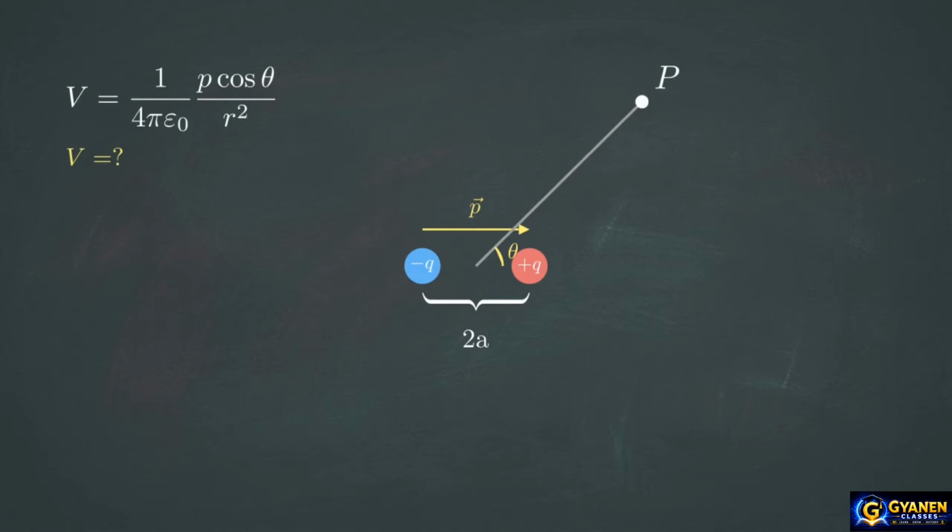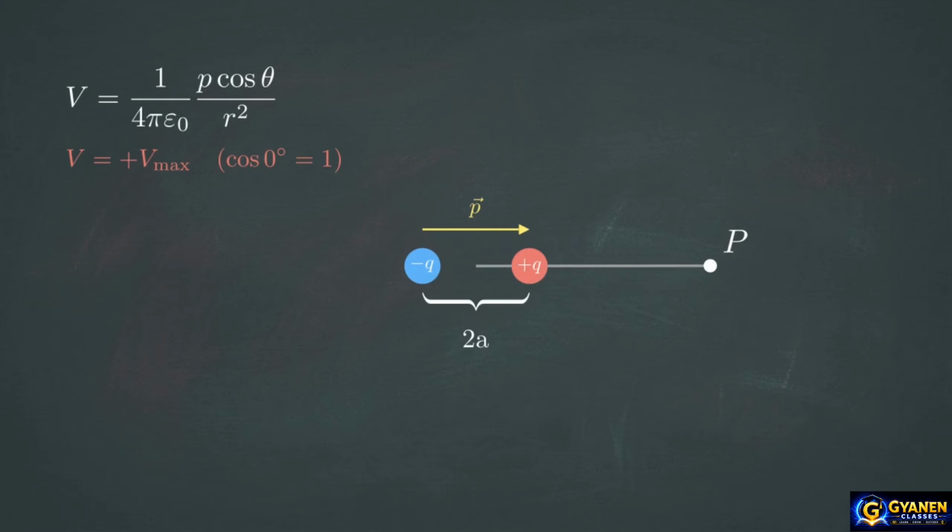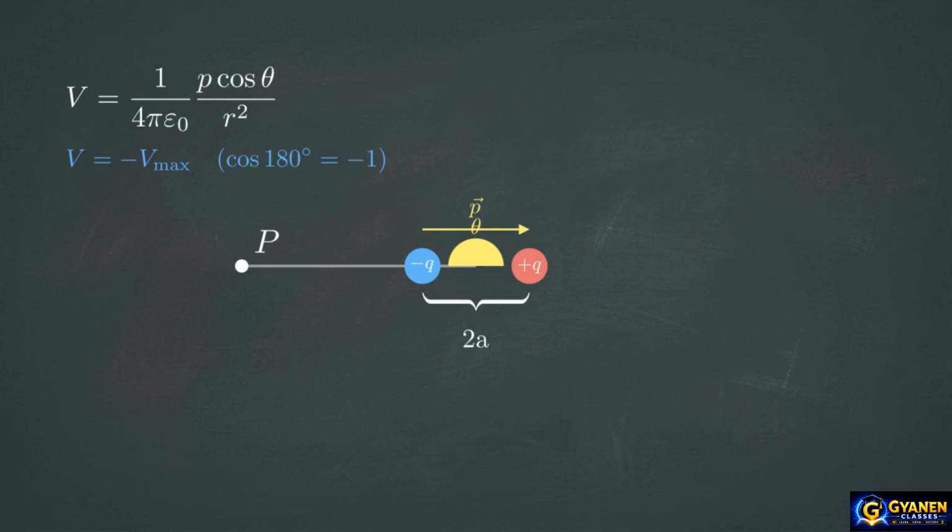The math shifts depending on your angle. If point P lies flat along the positive axis at 0 degrees, the cosine of 0 gives us maximum positive potential. Swing around to 180 degrees on the negative side, and we hit maximum negative potential.